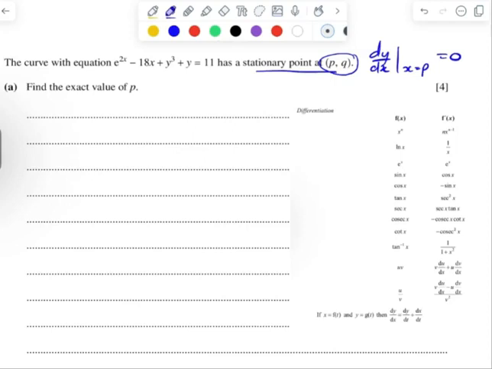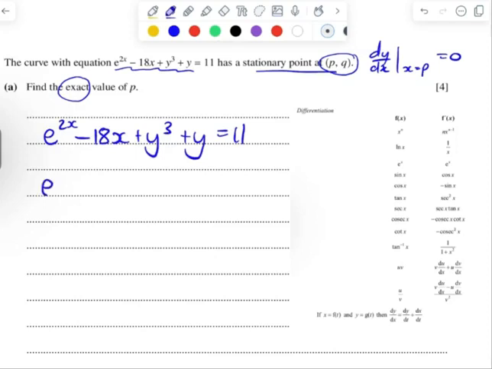is zero. Find the exact value of p. Right, so they want an exact value, so no decimals. We need to keep our e's most likely. And then what you see here is we've got x's and y's mixed up in our equation, which means we need to be using implicit differentiation. When we do implicit differentiation, we just start differentiating, and every time we differentiate a y, we multiply by dy/dx.